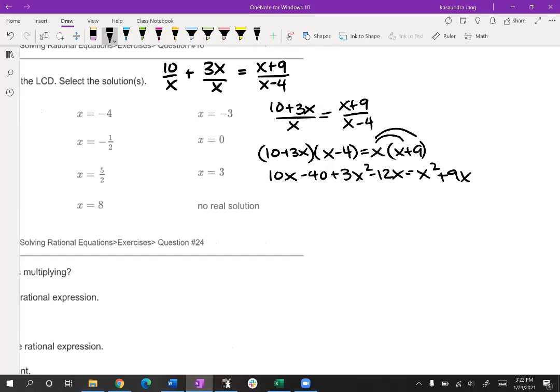Again, I'm thinking I'm going to have to factor at some point. If I have to factor, I probably want it all equal to 0. So I think what I'm going to do is, if I put this in order, I'll put my highest exponent down to low, so 3x squared. My plain x's, I got some like terms here. 10 minus 12 is negative 2, so negative 2x. And then my constant is the negative 40.